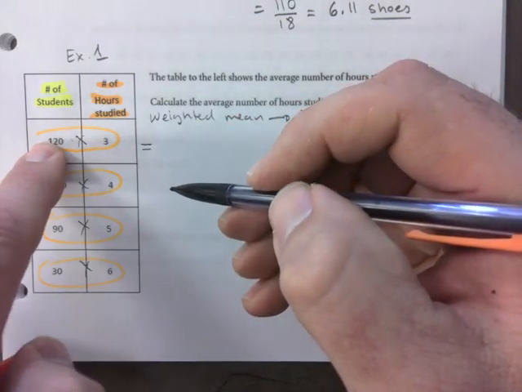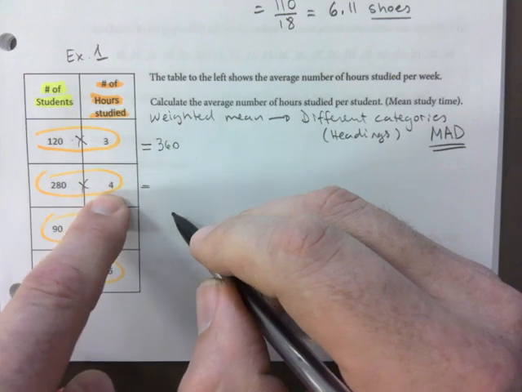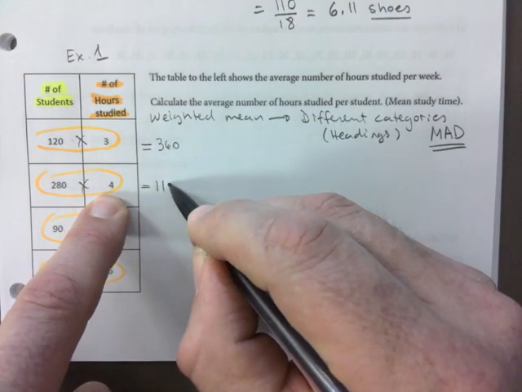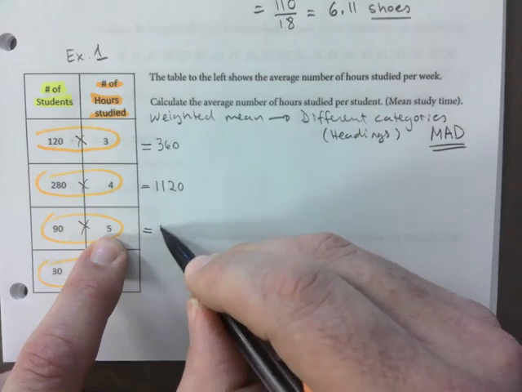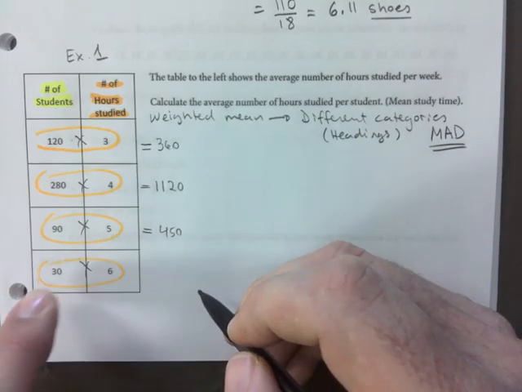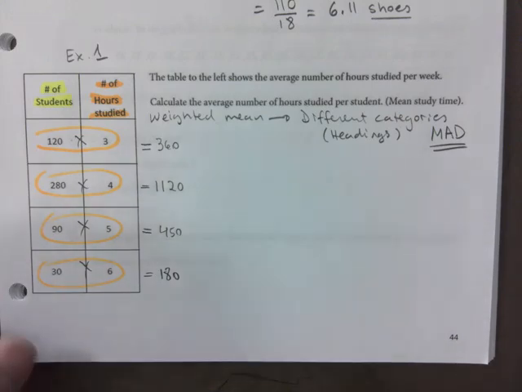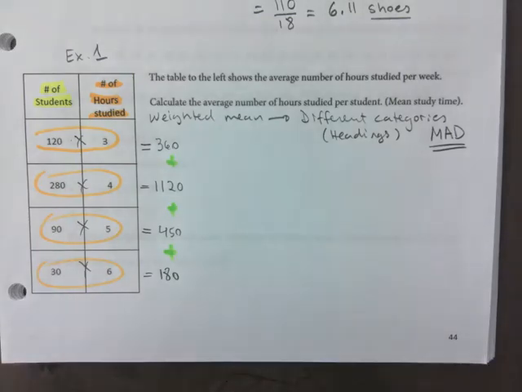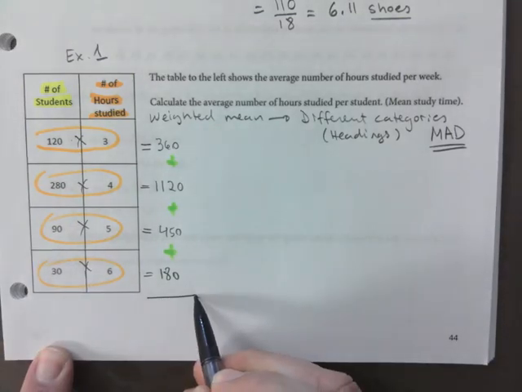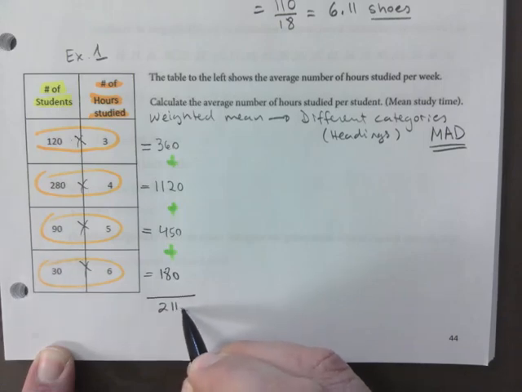So we're going to go 120 times 3, which is 360. 280 times 4, that's 1120. 90 times 5, which is 450. 30 times 6, which is 180. Now let's add them all up. That was the second step, right? You add all of these values up. If you do that, you get 2,110.